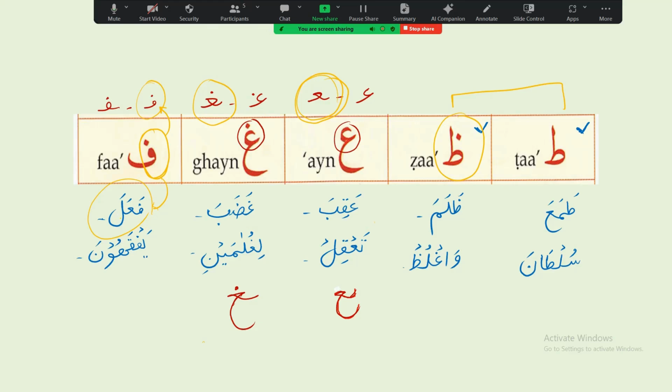Fa'ala. Okay, so when Fa comes in the middle, this is the attachment we will use in the middle. The example is of this word yafqahuna. Fa is here, sisters, with a dot on top of it like this. Yafqahuna. يفقهون. Fa here. يفقهون. Okay, so this is the way we will use Fa.